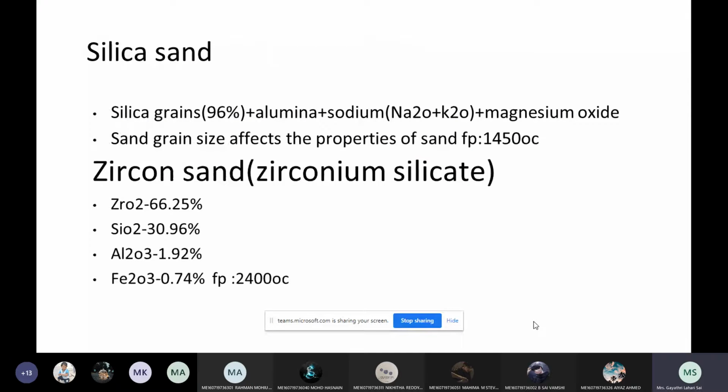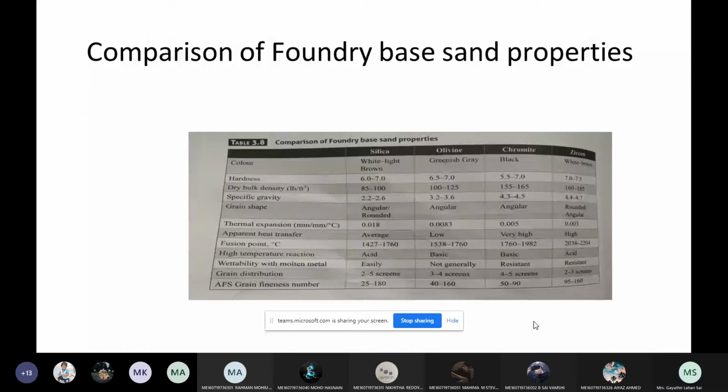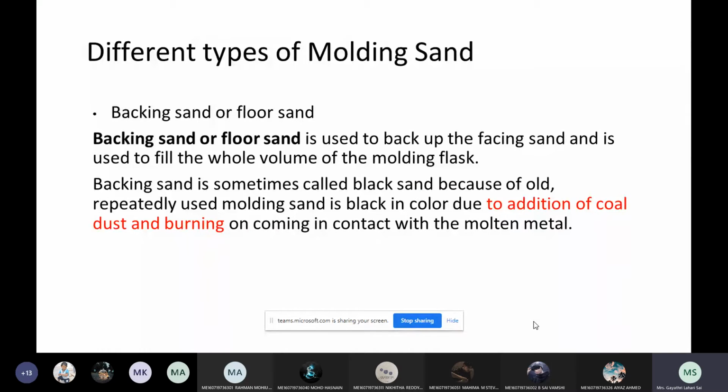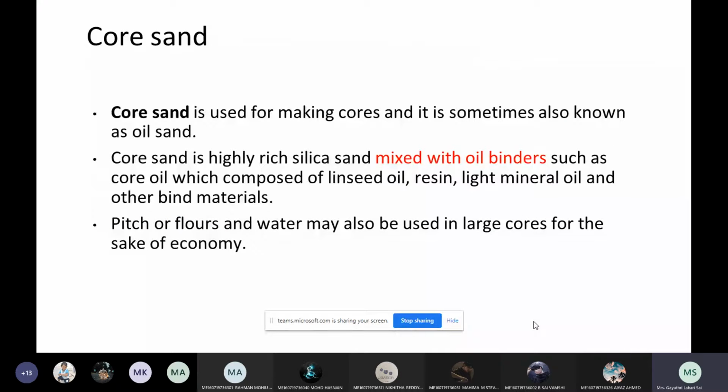So we were discussing the molding sand composition two classes back, right? And then we had a discussion about different types of molding sand, like backing sand, which is the primary sand, which has different additions. It's a mixture of coal dust, sawdust, sand, silica, moisture, and water. Okay, core sand. This is a sand particularly made to manufacture the core, which is a mixture of the sand with oil binders.